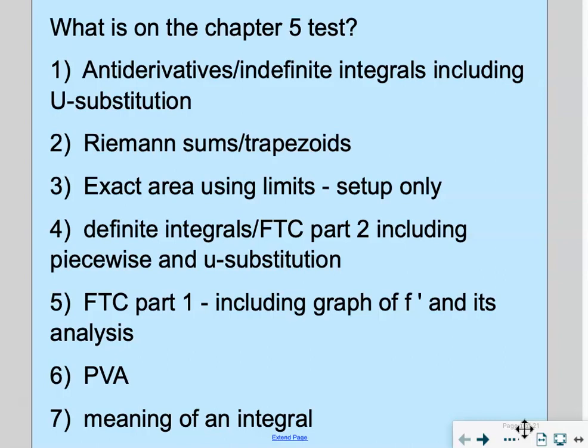The limit definition of an integral? Yeah, that's this right here. Good. Any other questions before we move into your big quiz?